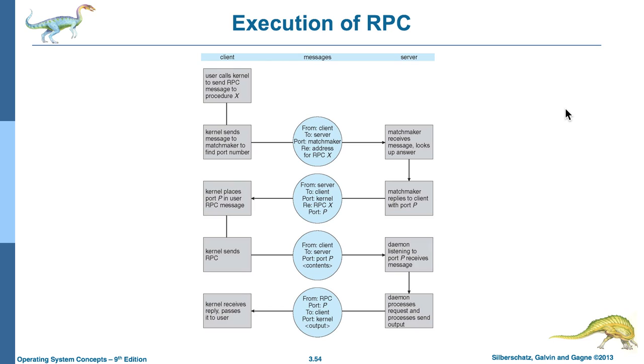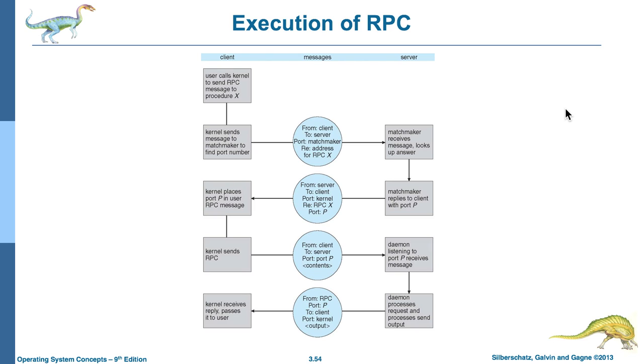Okay, so let's look at a workflow of the execution of an RPC, of a remote procedure call. Let's start with the client. The user calls the kernel to send an RPC message to procedure X. The next step, still on the client side, the kernel sends the message to the matchmaker to find a port number. On the server side, the matchmaker receives the message and looks up the answer. The matchmaker replies to the client with port P. Hey, listen, go ahead and send the message to port P. The client gets that message.